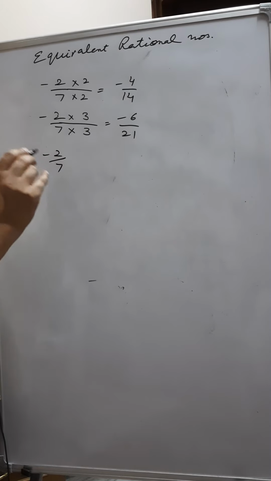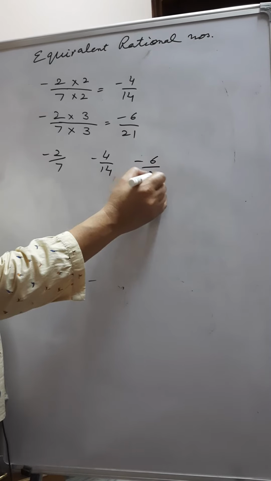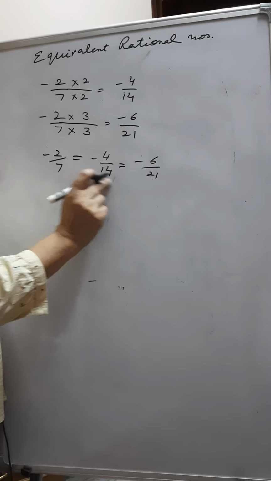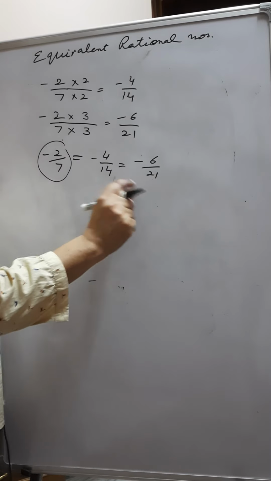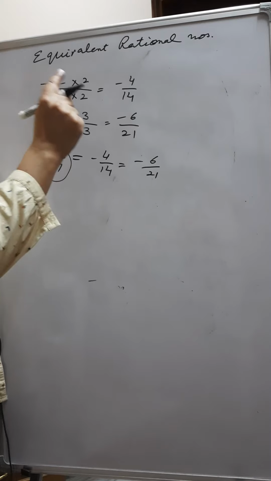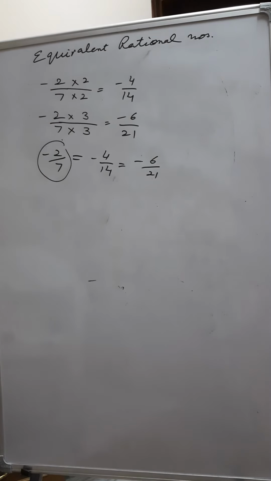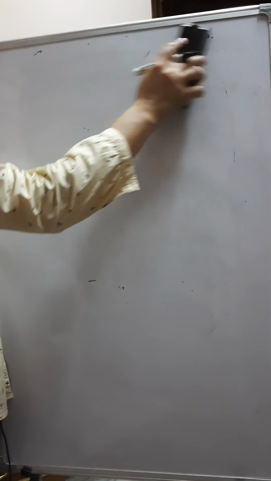So minus 2 over 7, minus 4 over 14 and minus 6 over 21 are equivalent fractions of minus 2 over 7. This is how equivalent fractions are obtained, by multiplying numerator and denominator by the same number. This is all about equivalent rational numbers.